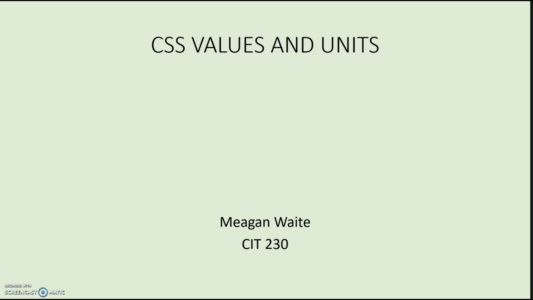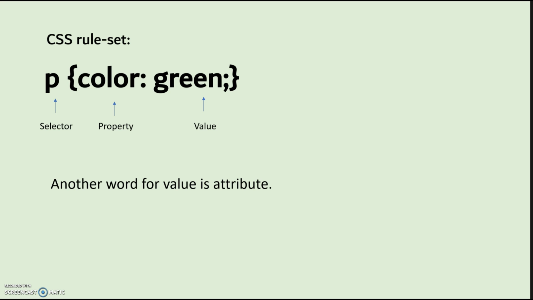But first, let's do a quick review of the anatomy of a CSS rule set to better understand where values and units fit in. Here is an example of a CSS rule set. The selector indicates the HTML element we want to style. In this case, the rule set is going to style a paragraph, P. In the rule set, the P is called the selector because it is selecting the HTML element it is going to style. The selector is followed by a set of opening and closing curly brackets.